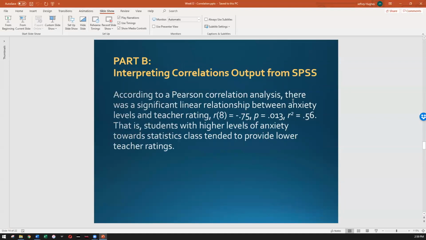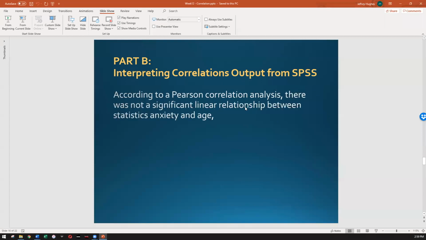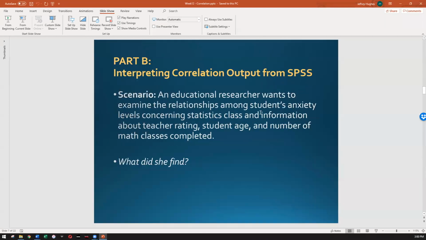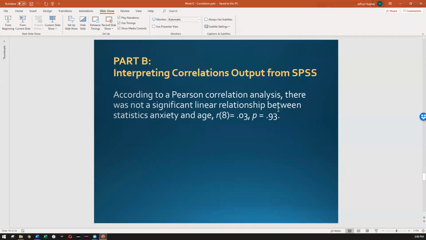So let's write that up. Once again, we start off with, according to a Pearson correlation analysis, then we talk about, in words, what was found. There was not a significant linear relationship between statistics anxiety and age. Then we report the stats again. r(8) = 0.03, because that was the r value, 0.03. p = 0.93. So then we're done with the stats portion of this.